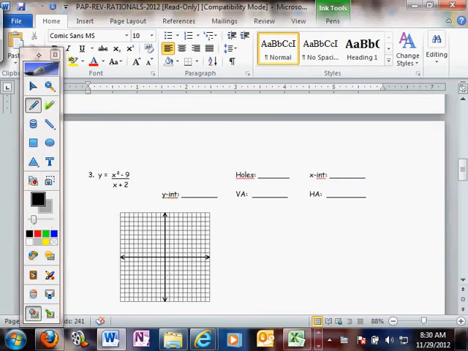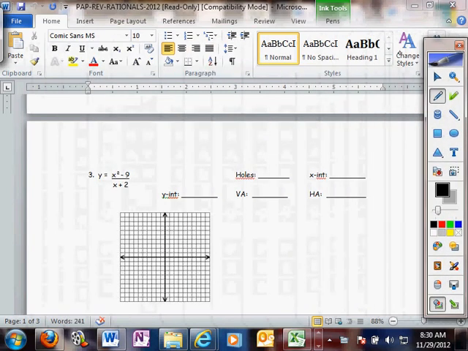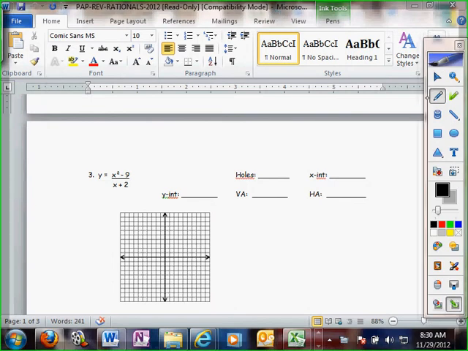Okay, let's look at number 3. Again, running through all of the steps of note card 42. Factor the top and the bottom if possible. It's factorable, and I'm going to start right here. This is a difference of squares, so I have y equals x plus 3, x minus 3 over x plus 2. But on this one, nothing cancels, so I have no holes.